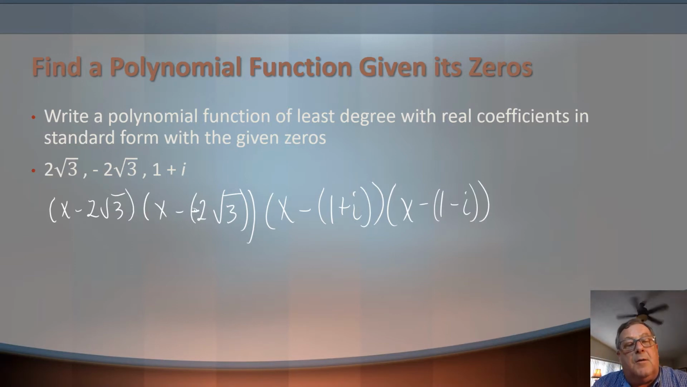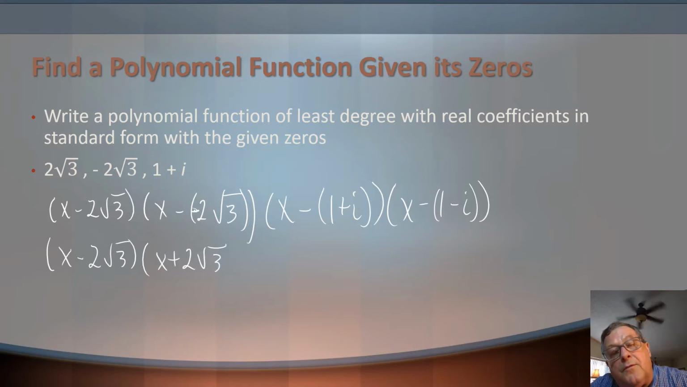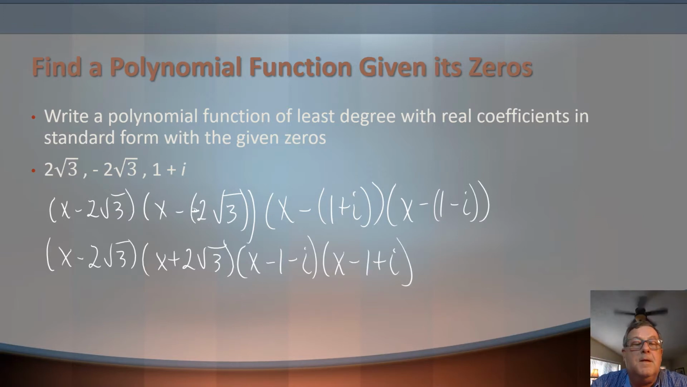All right, let's clean up some of our double negatives. So then we're going to have x minus 2 square root of 3. These are going to become positive, so we got x plus 2 square root of 3. And then we've got x, we're going to distribute negative 1 to everything inside there, minus 1 minus i. And then we've got x minus 1 plus i. All right, I probably got room enough on this slide to FOIL x minus 2 square root of 3, x plus 2 square root of 3. Let's see what we get there.